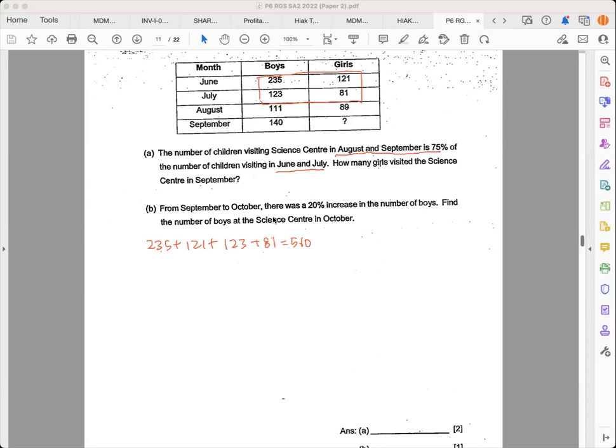The statement says August and September is 75% of June and July. So 75% means 75 over 100 multiplied by the total in June, July, 560. I will get 420. So 420 is the number of children in August and September.